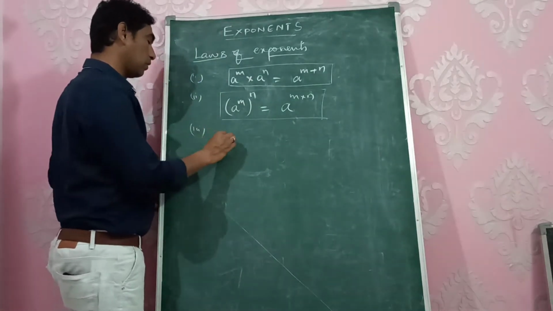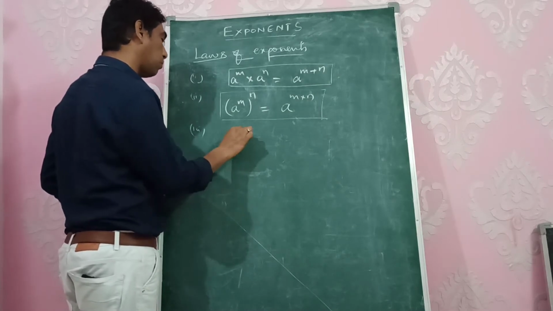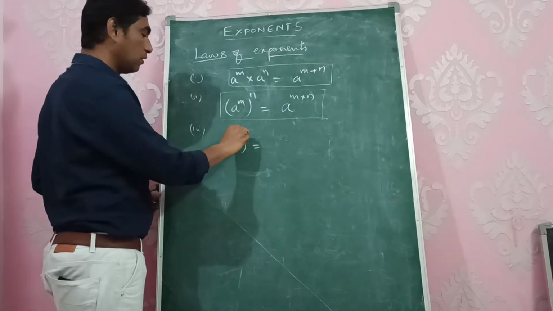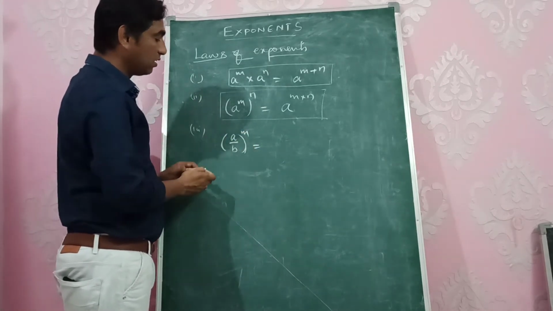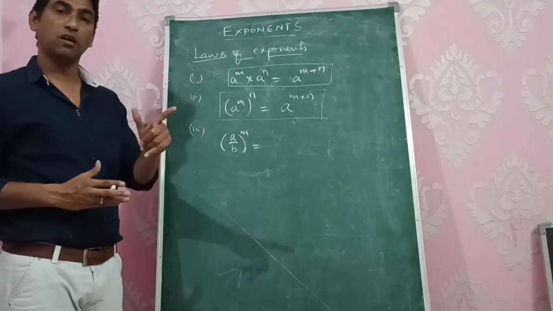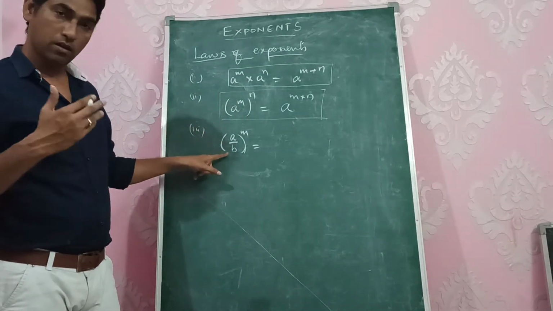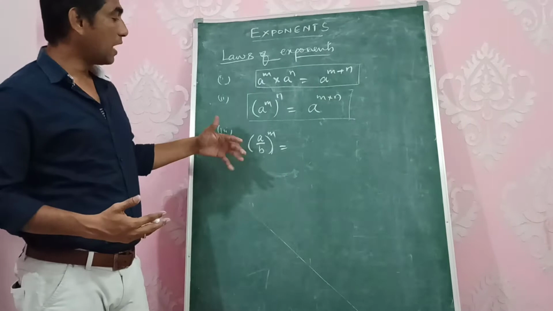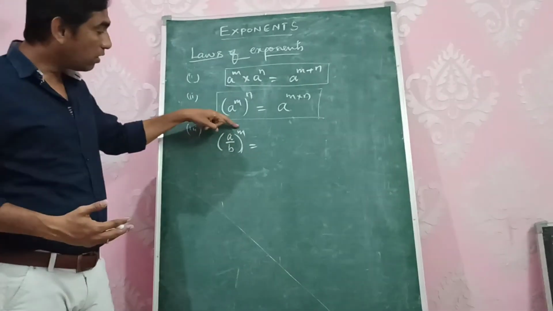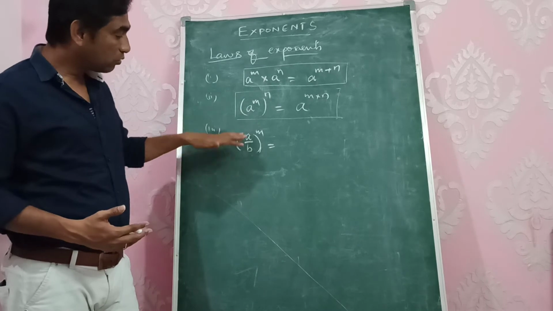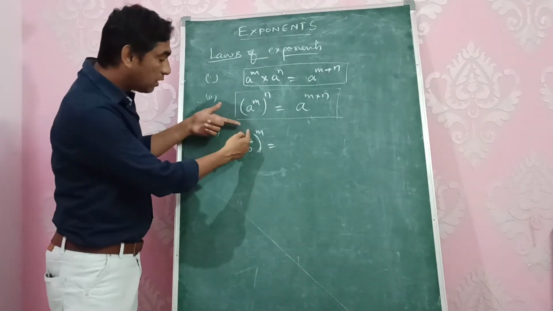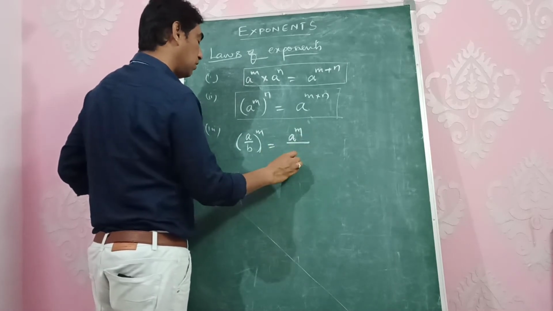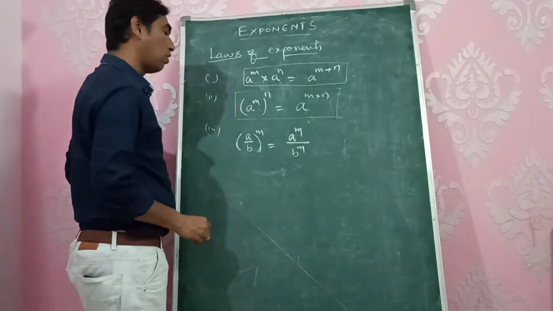Third one: a by b whole to the power of m. The base is the one which is in the bracket, that is a by b, and m is the exponent. In this case, we have to split. We have to separate the exponent to the numerator and to the denominator. That is a to the power of m divided by b to the power of m.